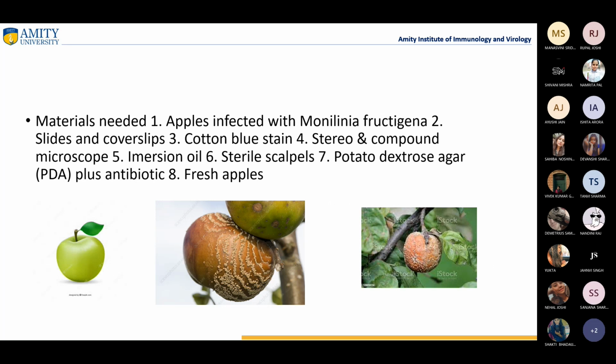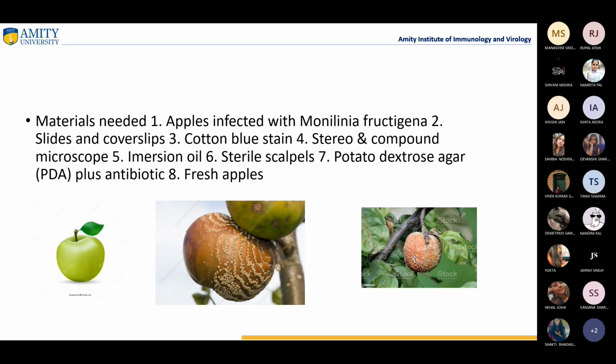For this, the material required will be the apples; for example, in the second picture and the third, the apples are infected by this particular fungus. It is showing this kind of symptom. This one is the healthy apple, right? So we'll need the infected apples, then cover slips and slides, and cotton blue stain to observe under the microscope, and immersion oil to make a mount.